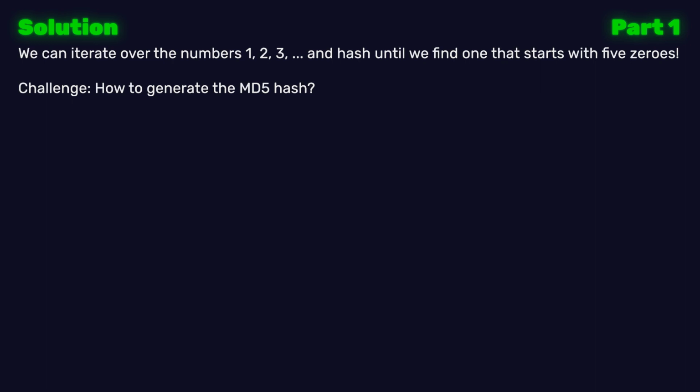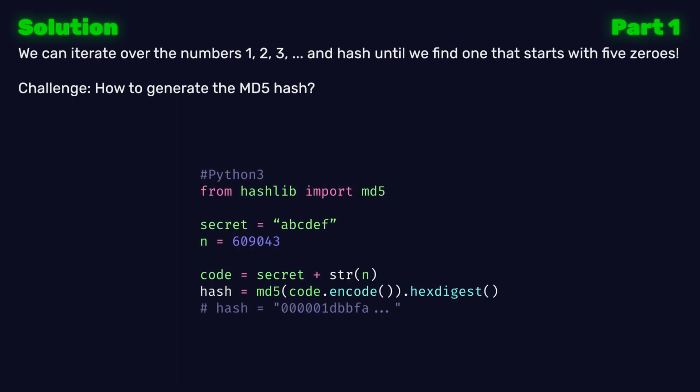Now, perhaps one challenging part of today is how to generate the MD5 hash. While you can look up the algorithm and spend a lot of time implementing something yourself, the simplest solution is to use a library. The following example shows a possible solution using hashlib in Python 3.